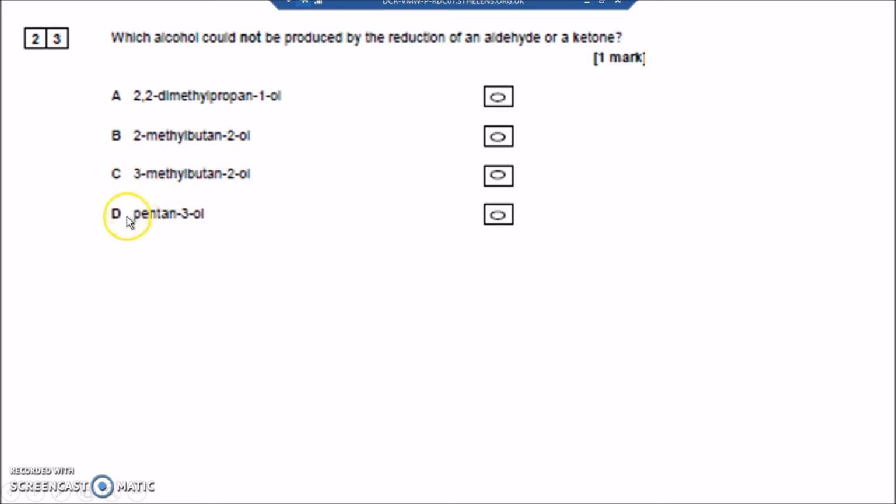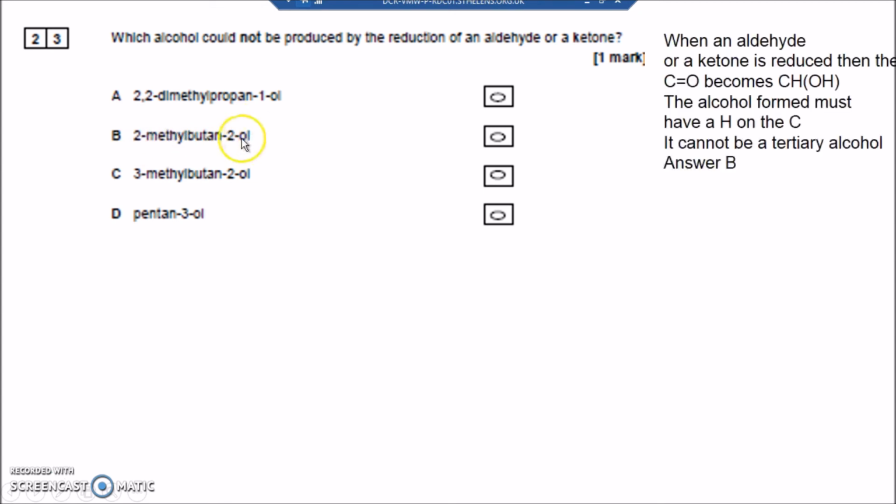Pentan-3-ol, no methyl group at number 3. So when you have a methyl group at carbon number 2, and an ol group on the same carbon number 2, that cannot happen. It cannot happen because what would it have been? It would have been the ol before it was an ol and reduced. It would have been a carbon to oxygen double bond at carbon number 2. So carbon number 2 would have had a carbon to oxygen double bond.